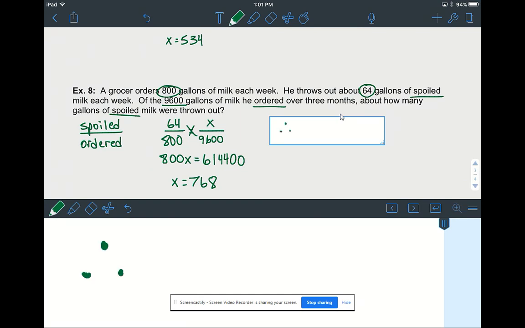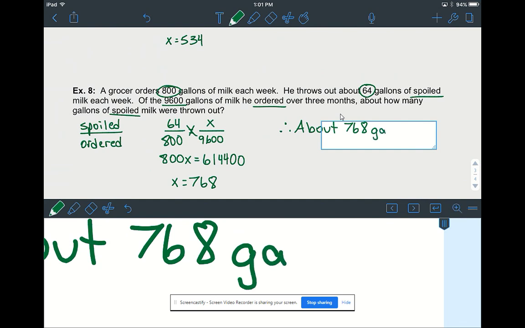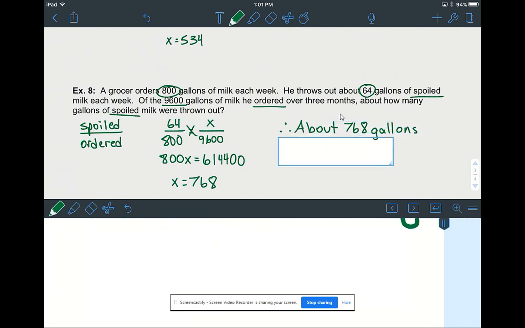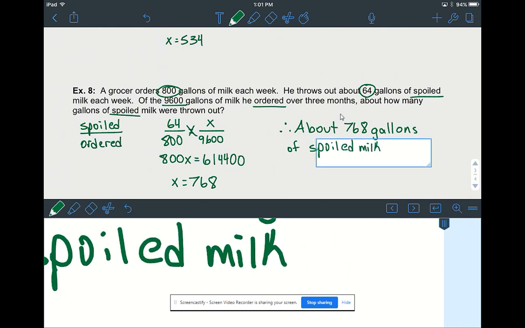All right, so therefore, about how many gallons of spoiled milk were thrown away? About 768 gallons of spoiled milk were thrown away.